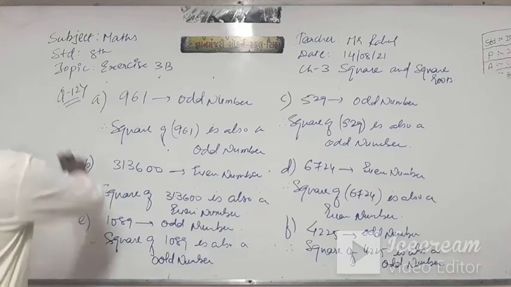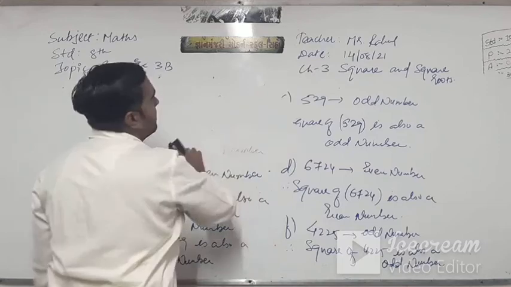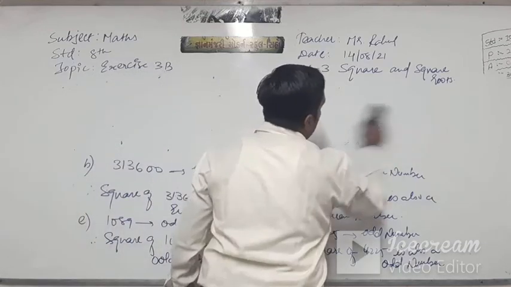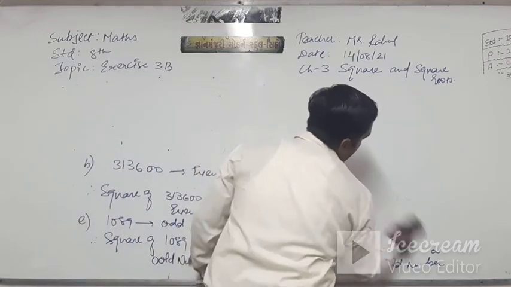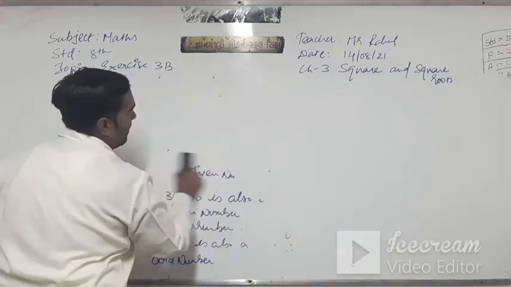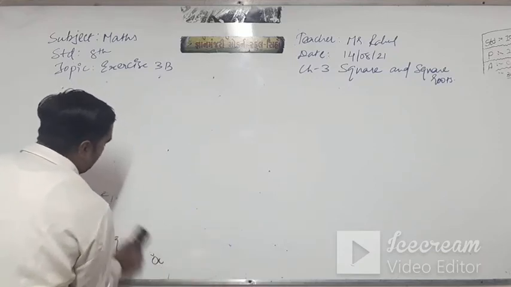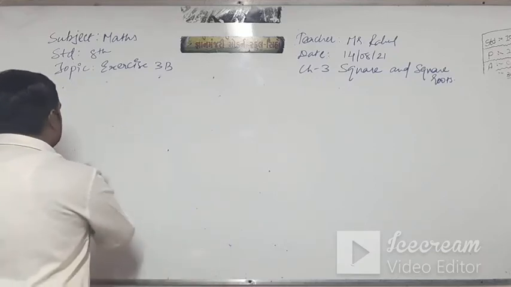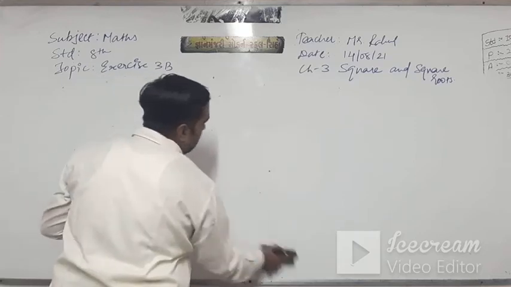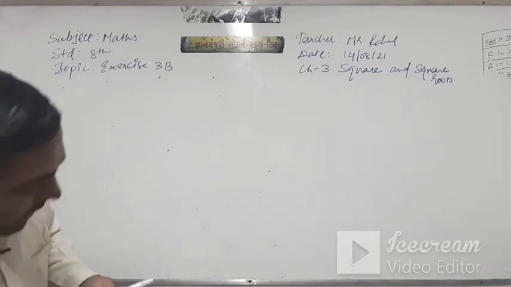Now we are moving on to the square root. We know about the square of the numbers. So similarly, square root is the same as the square, but it performs the inverse of that.